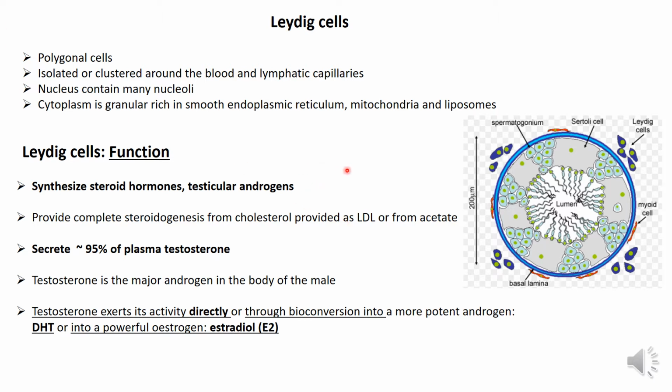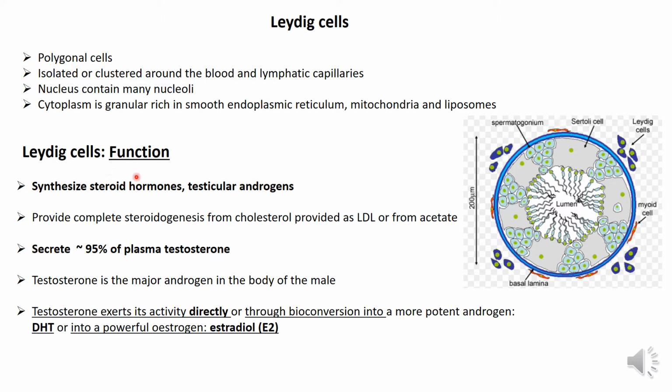And also the testosterone is essential for the maintenance and functions of the sex accessory ducts and glands, and also it will stimulate the secretion of the sperm nutrients by the epididymis. So the testosterone is important for many functions in the male reproductive system.